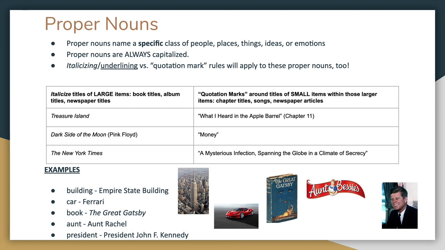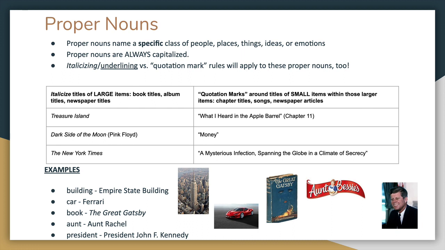It gets italicized. The title of an article inside of the New York Times, like A Mysterious Infection Spanning the Globe in a Climate of Secrecy, that would get quotation marks. Now, let me talk to you for a hot minute about italicizing versus underlining. Italicizing is the standard if you are on a computer. If you are handwriting and you cannot italicize in handwriting, that's when you will choose to underline.